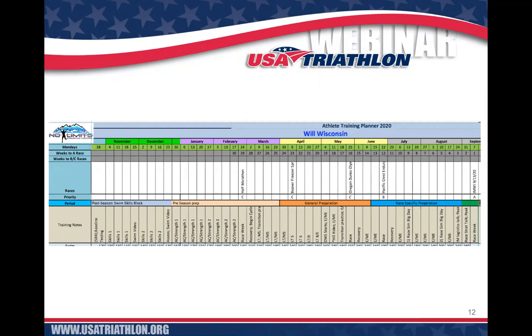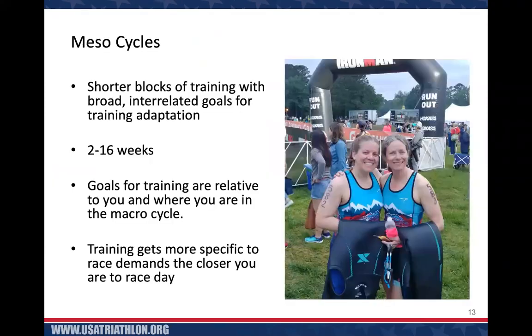You can also see in this image that we have segmented this athlete training planner into smaller segments. The postseason here, preseason prep, general preparation, and race-specific preparation. These sections are what we might refer to as Meso Cycles. The Meso cycle is a relatively shorter block of training, and I say shorter compared to the macro cycle. It's still a pretty big cycle of training, and it has within it a series of broad interrelated goals for training adaptation. In other words, what do we want the body to get better at the end of this period?